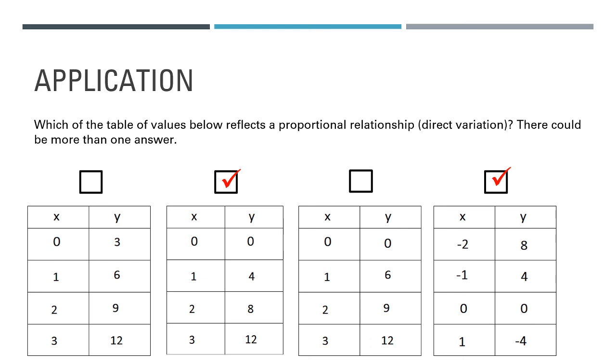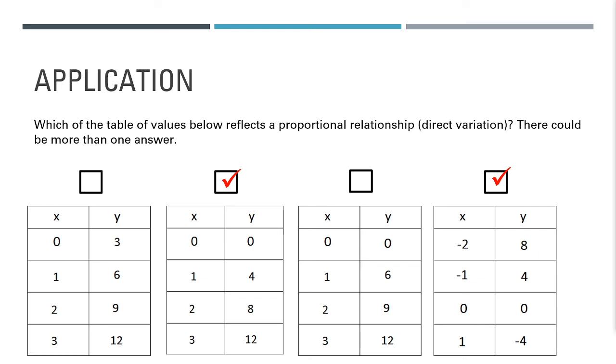If you look at them, you'll see they both have the row which has 0, 0, and they both have constant first differences. In the one on the right hand side, the fourth one, you can see it's going down by 4 each time, and it has the row 0, 0. And for the second one, 0, 0, and it's going up by 4 each time.